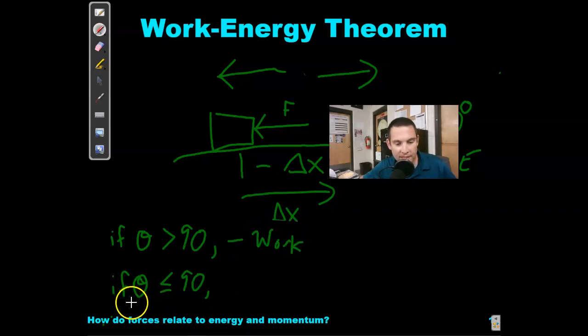If the angle difference is less than or equal to 90, then we have an acute angle, and that is positive work. Acute is acute, right? Acute, cute, that sounds like positive stuff to me.